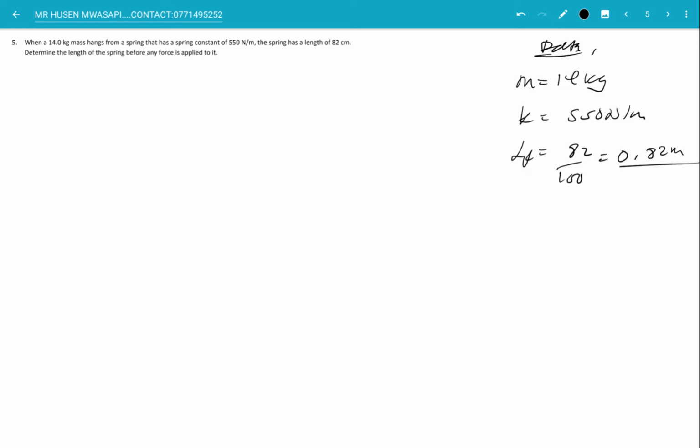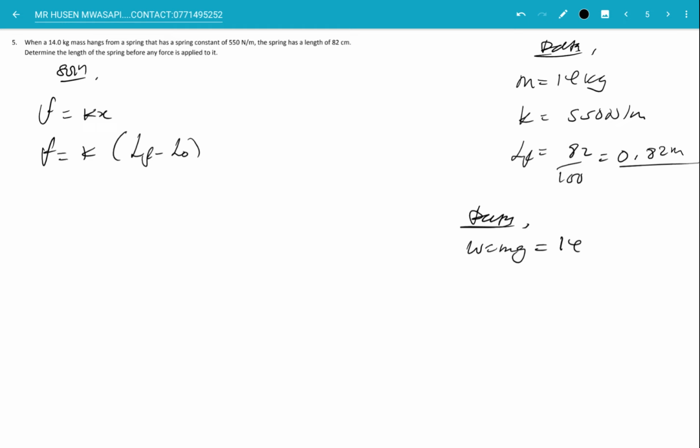Okay, so we're going to say, this is going to be in this manner. We'll say force is equal to Kx. This means that the force is equal to K times the change in length, so length final minus length initial. If we substitute, the force here will be the weight. So weight is equal to mg, and the mass is 14 times 9.81. So the weight will be equivalent to 137.34 newtons.